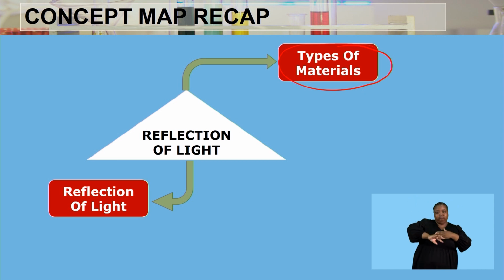Remember that transparent materials transmit most of the light and only reflect a little bit of it. However, translucent materials allow some of the light to pass through, or rather they transmit some of the light and the other light is reflected. Whereas opaque materials do not allow any light to pass through.